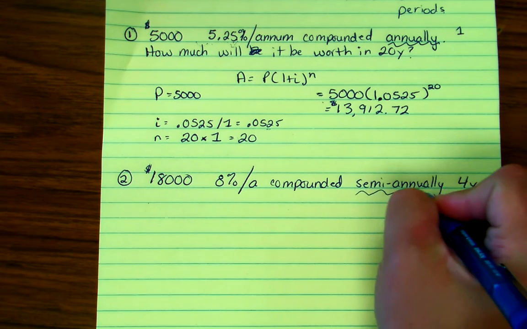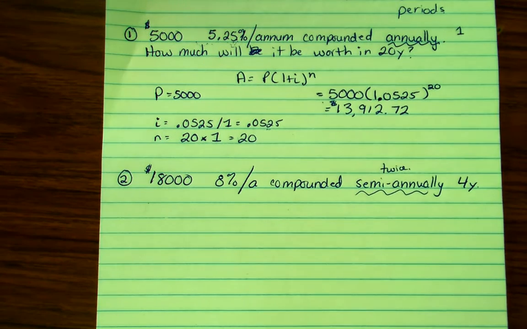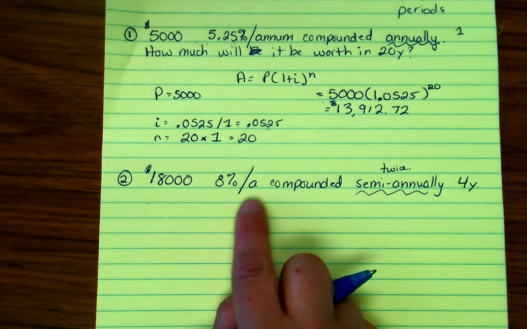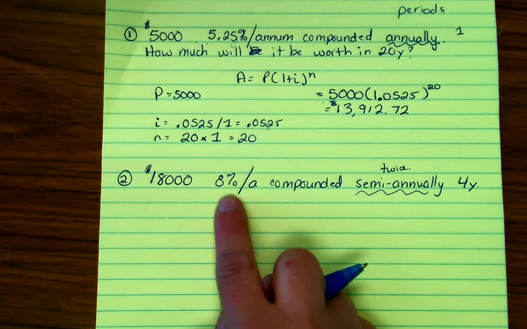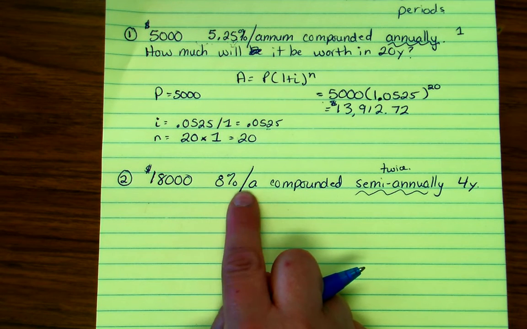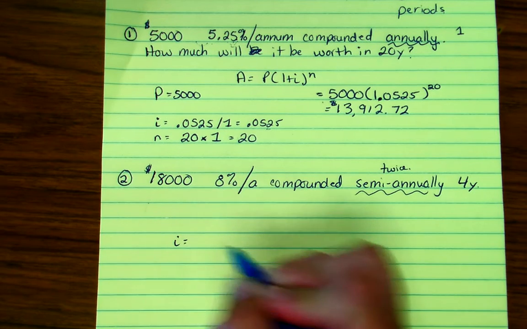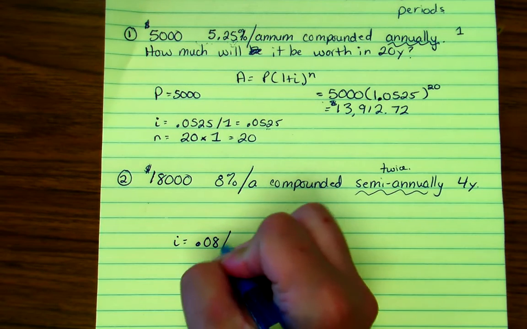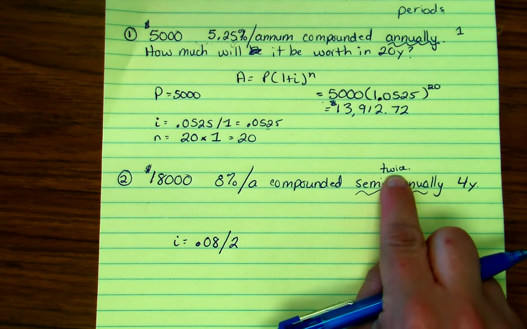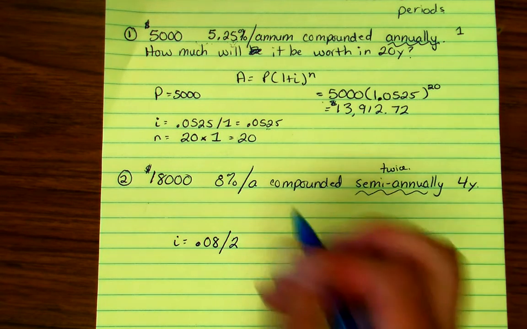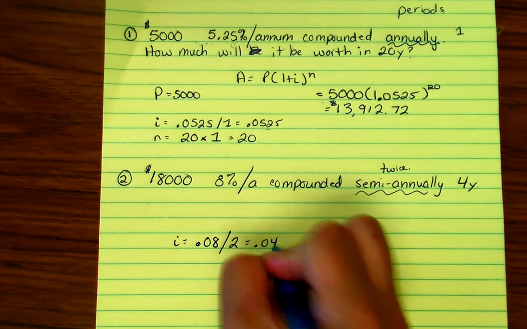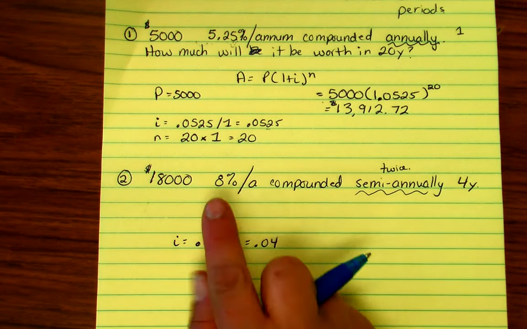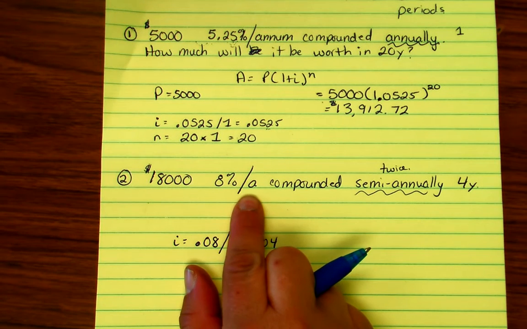Semi-annually means twice a year or every 6 months. If I do 8% every 6 months, that would actually give me 16% in a year, and that's not equal to 8% per annum. So when I calculate my I value, I have to change 8% to a decimal, so it's 0.08, and then I'm going to divide by 2 because semi-annually means twice a year. So in this case, my I value is actually 0.04. 4% every 6 months will equal 8% over the year.